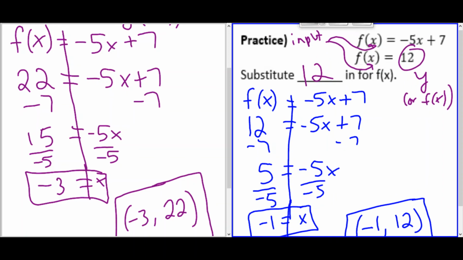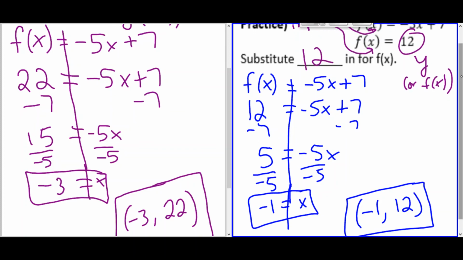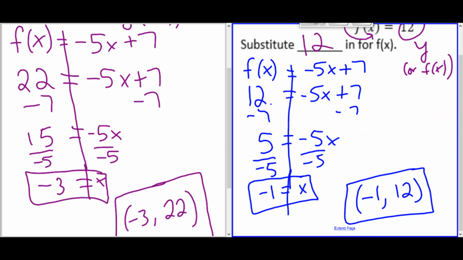Okay, so for that one, you were plugging in 12 for f of x. So f of x equals -5x plus 7. 12 equals -5x plus 7. So just remember, you did not get an input value, so you could not be plugging in for x. It had to change. You had to put it in for f of x. So subtract 7 from both sides. So that gets you 5 equals -5x. Divide both sides by -5, and you get -1 equals x. So your answer, remember, has to be the ordered pair -1, 12.